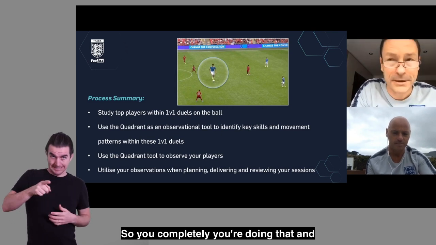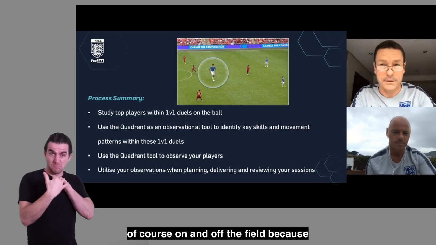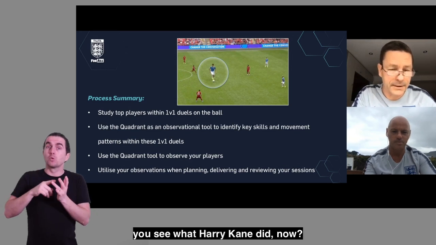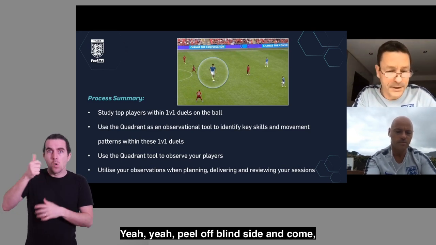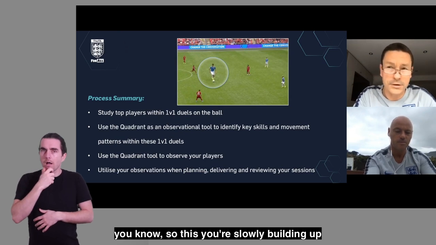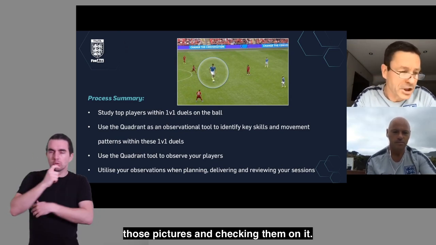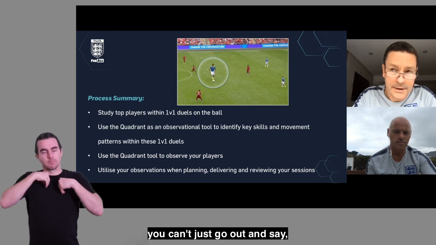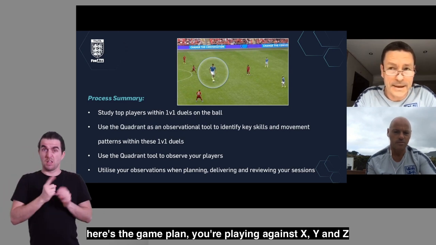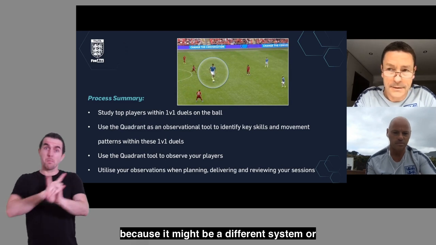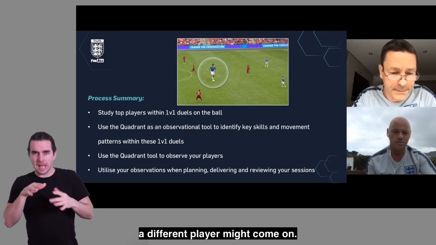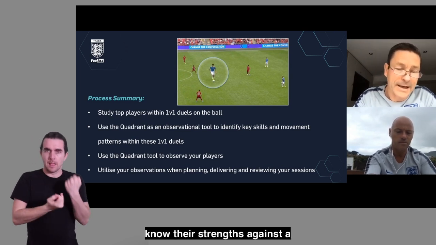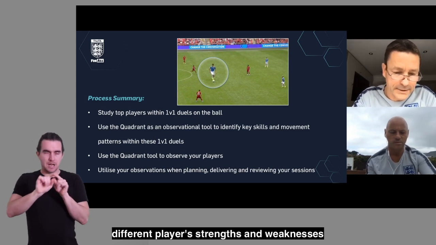So you're doing that, and of course on and off the field, because then you might say, anybody watching Match of the Day last night, you see what Harry Kane did? No, I saw him peel off blind side and come. So you're slowly building up those pictures and checking them, and really what you need in the end is they have this model in their head, because you can't just go out and say, here's the game plan, you're playing against X, Y, and Z, because it might be a different system or a different player might come on.